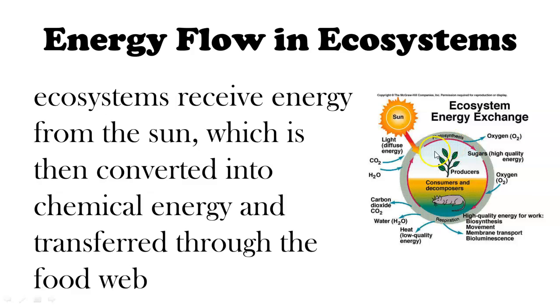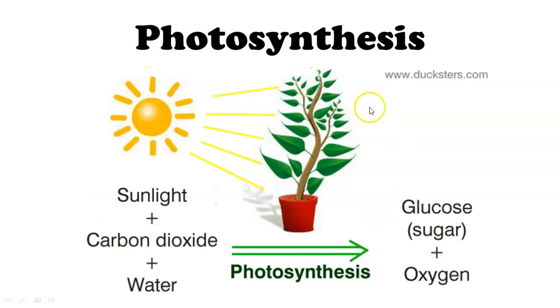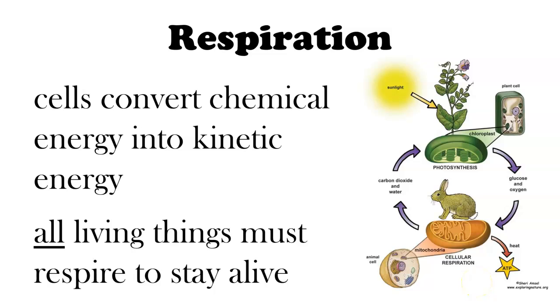So during photosynthesis, the producers or autotrophs use this process to convert light energy to chemical energy. And we can form a basic equation for photosynthesis like this. We've got sunlight plus carbon dioxide from the atmosphere plus water, and it undergoes the process of photosynthesis, and our end products are glucose, which is a sugar, and oxygen. So after photosynthesis in the autotrophs, or the primary producers, we have a process called respiration that takes place after the primary consumer eats the producer.